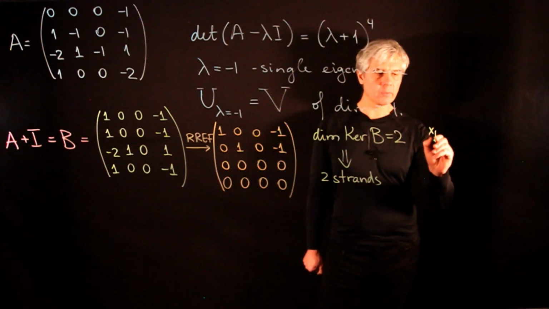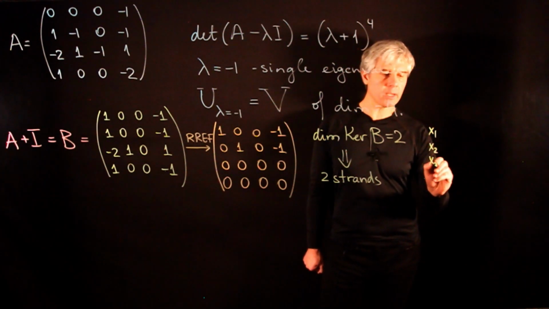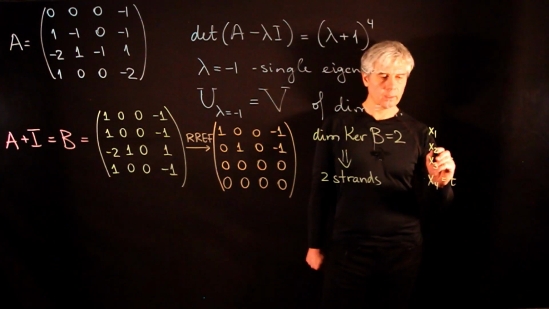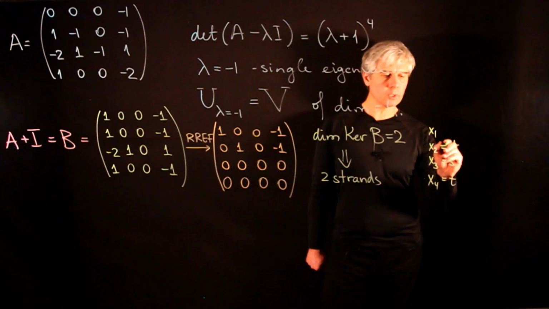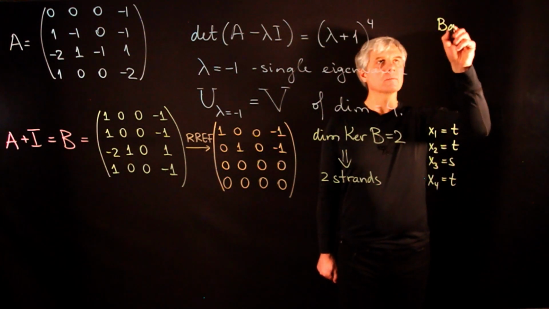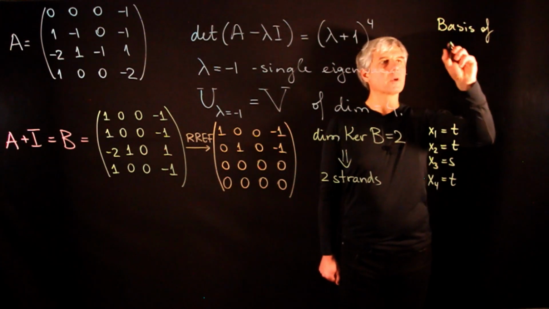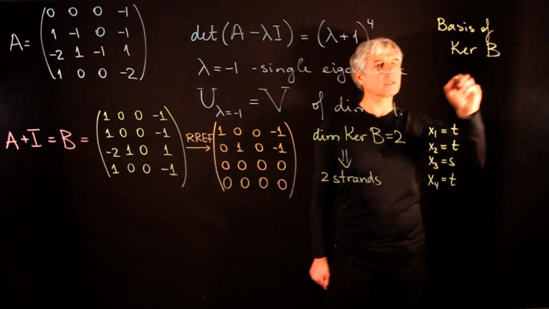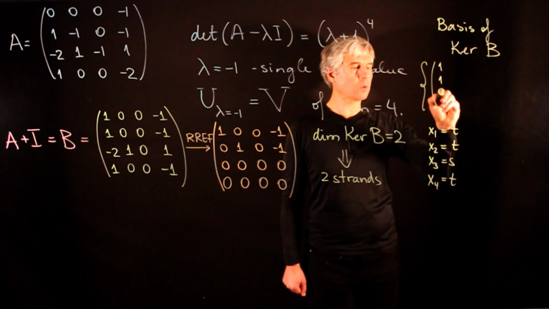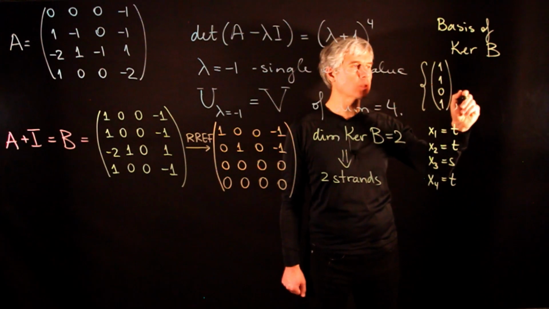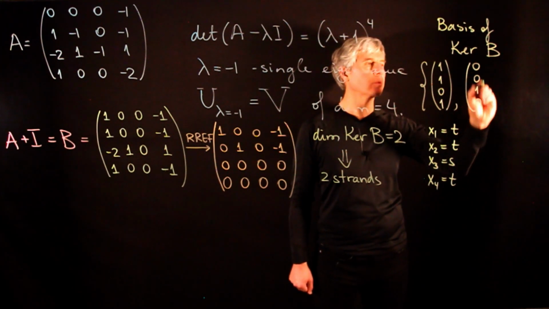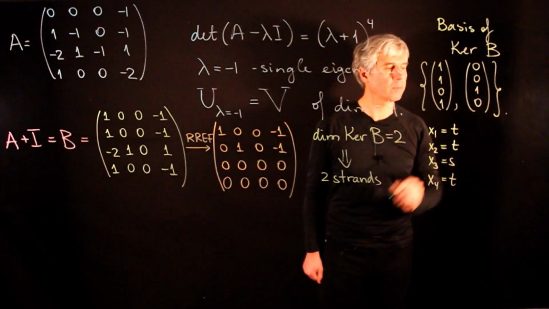Here we see that we have two free variables, x3 and x4. So we say x3 is s, x4 is t, and then we see that x2 is equal to t and x1 is equal to t. So we get a basis of the kernel of B consisting of two vectors: 1, 1, 0, 1, which is the vector that corresponds to the t parameter, and 0, 0, 1, 0, which is the vector that corresponds to s.